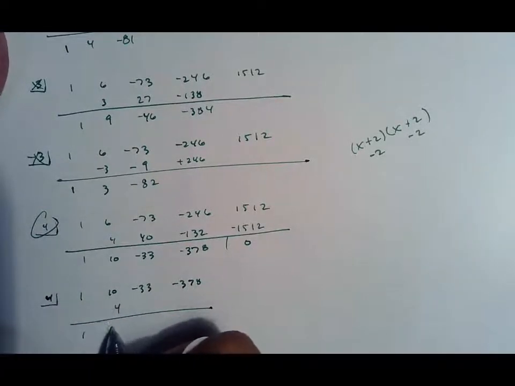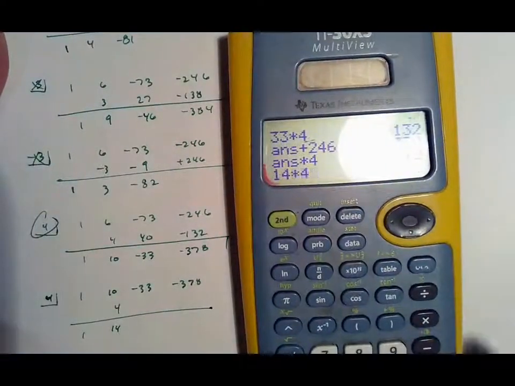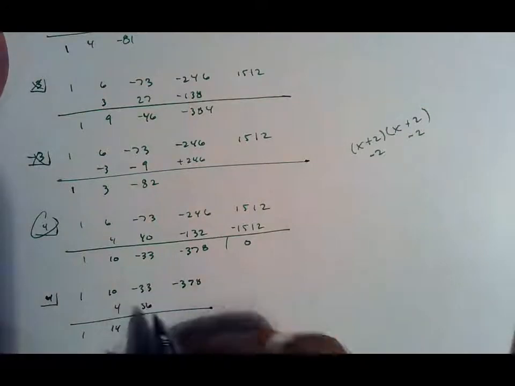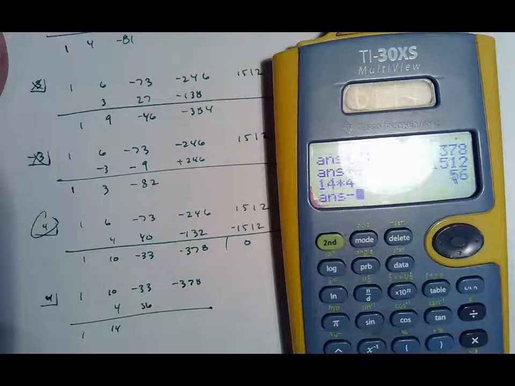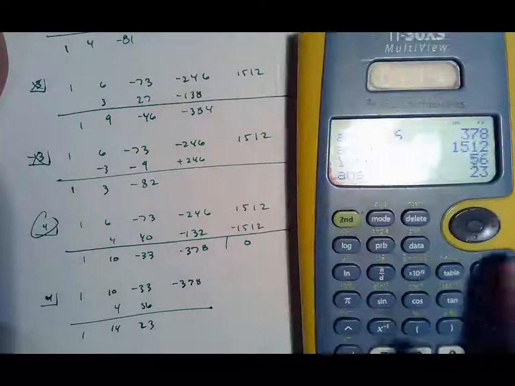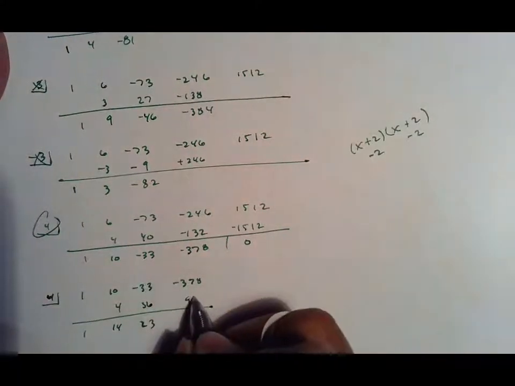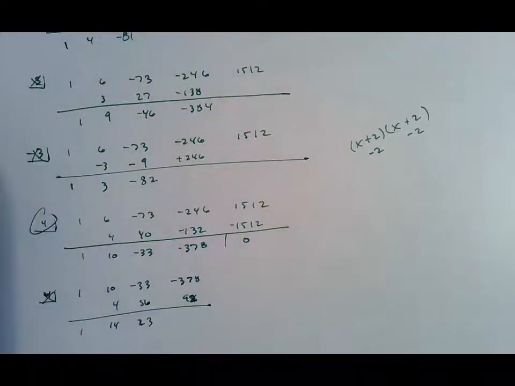So 1, 4, 14, 56. What is that? Negative 23. No, 23. And then 4 times 23 is not what I'm looking for. So 4 is off the list, although that 1, 4 did work.